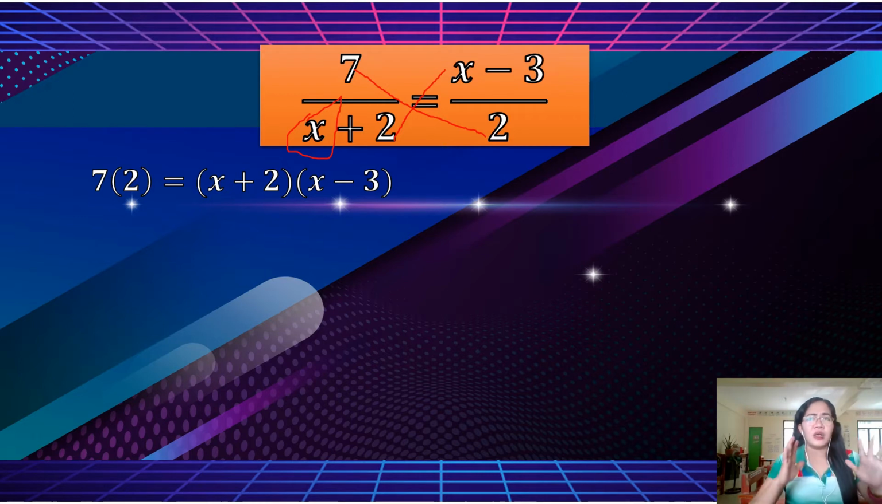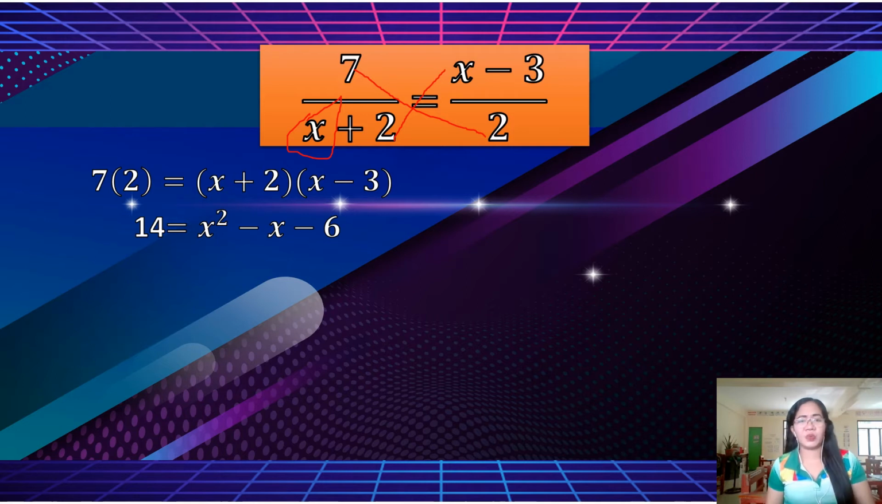Next, using PEMDAS, in which P comes first. P stands for parenthesis. We are going to solve what is inside the parenthesis. So 7 times 2, that is obviously 14. Then on the other side, as you had noticed, we are going to multiply a binomial by a binomial.